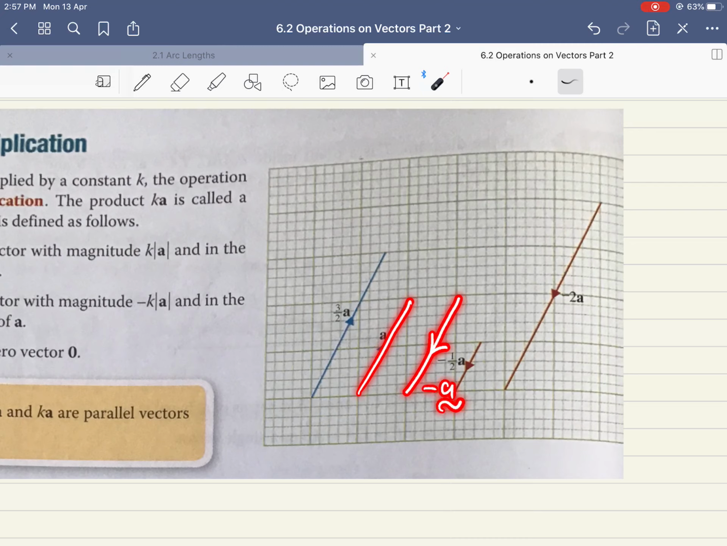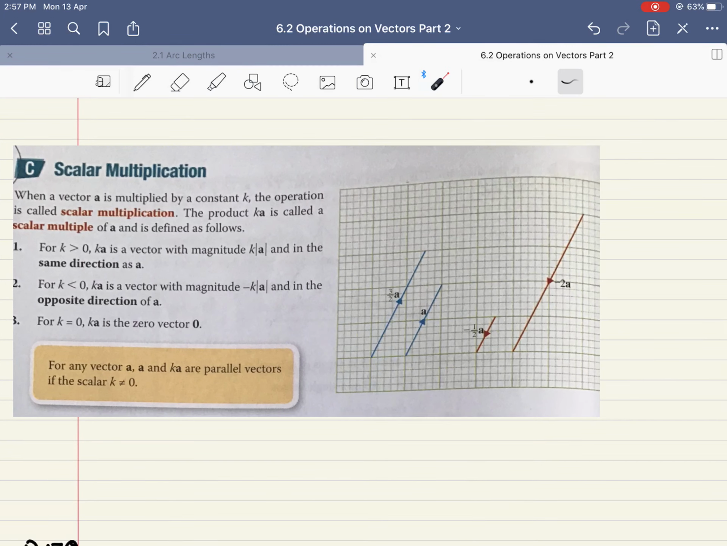Similarly, if a is going this way, negative a will be going downwards this way. So if you look at this vector over here, if this is a, negative 2a means that I reverse the direction and I go down twice. So this is negative a, this is negative 2a. Similarly, if this is negative a, then this will become half of that. This is negative half of the vector a.